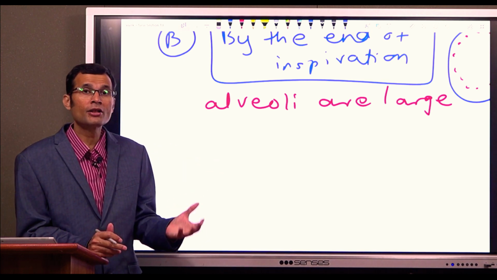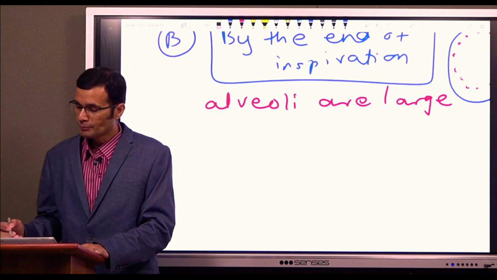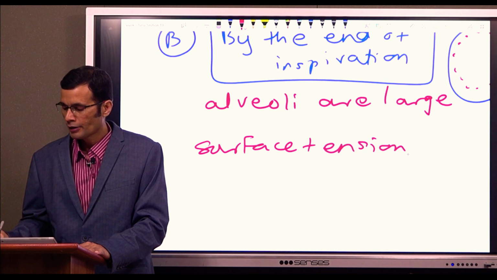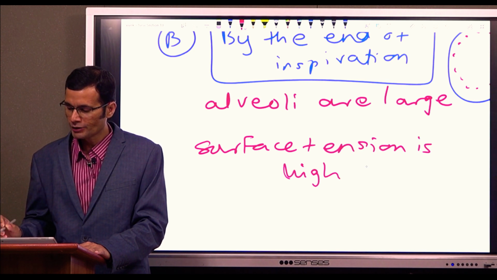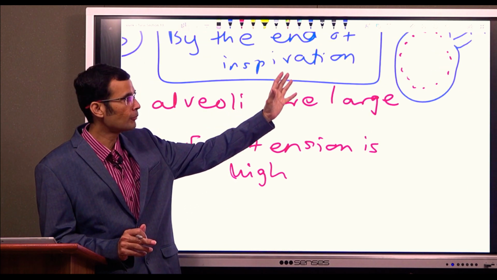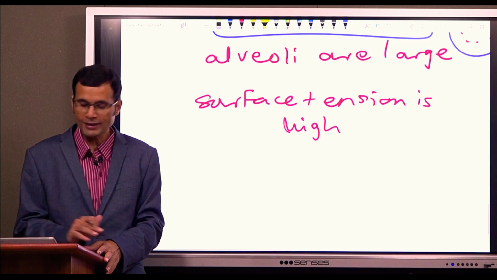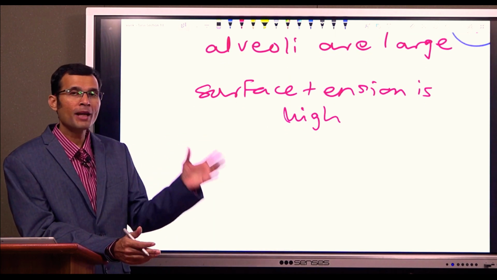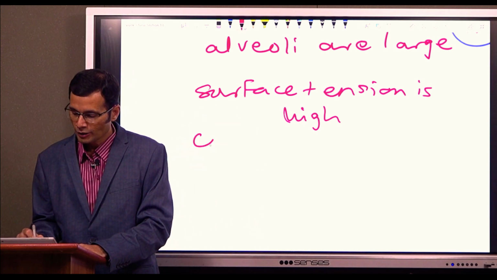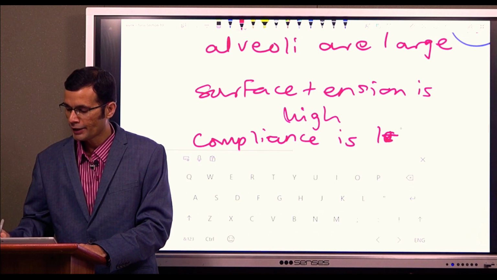That means the surfactant is less efficient now in reducing the surface tension, and because of that the surface tension is high. At the end of inspiration, the surface tension will be higher because surfactant molecules are scattered due to inspiration and enlargement of the alveolus. So surface tension is high, and we have already said compliance is inverse of surface tension. So if the surface tension is high, that means compliance is low by the end of inspiration.